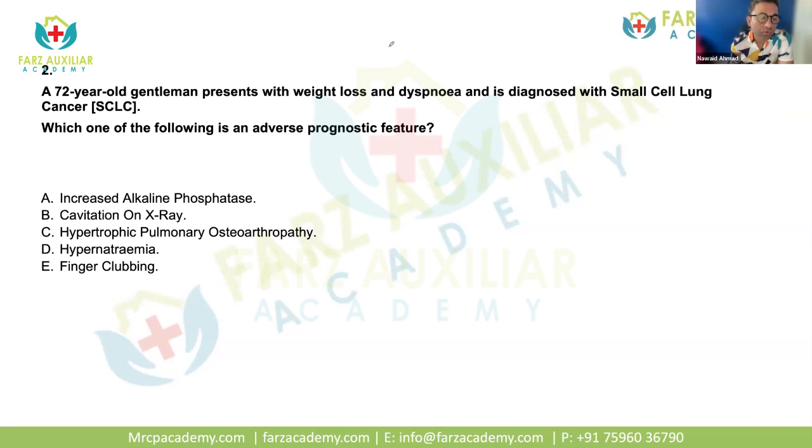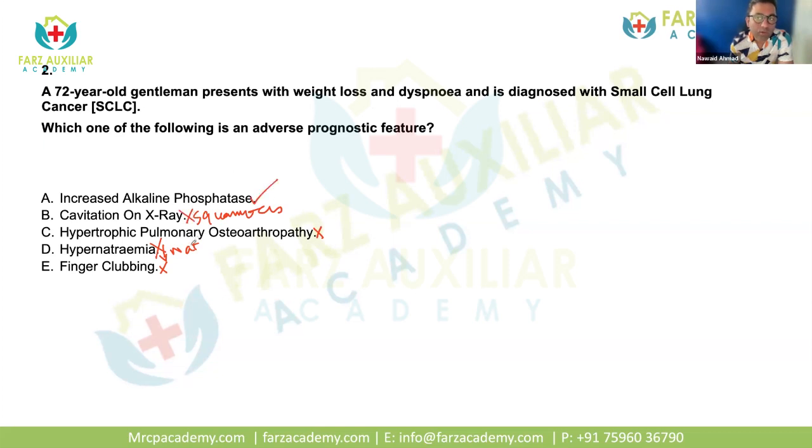If we go through the options one by one, finger clubbing is seen in all types of lung cancer, so that's not a prognostic feature at all. Small cell lung cancer presents with hyponatremia, not hypernatremia, so that's incorrect as well. Hypertrophic pulmonary osteoarthropathy is not specific for small cell lung cancer. In fact, it can be seen in all types of aggressive lung cancers, so it is not true. Cavitation is seen in squamous cell lung cancer and not in small cell lung cancer. So the correct answer here is increased alkaline phosphatase.